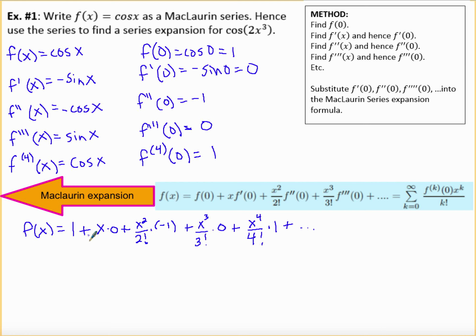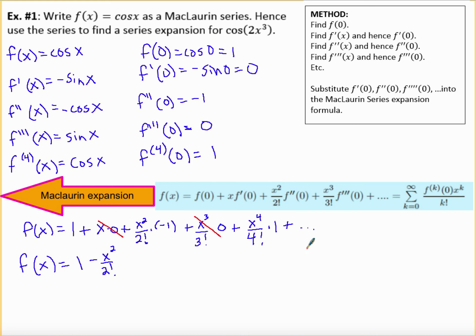So I'm going to simplify. I've got my f of x is equal to 1. Now, x times 0 is 0. I don't need to write that 0 down, so I'm not going to. This is going to cancel out. And negative 1 times x squared is a negative x squared. So I'm going to write minus x squared divided by 2 factorial. That's cool. Now, x cubed times 0 divided by 3 factorial, again, if it gets multiplied by 0, it's gone. It's out of there. Bye.